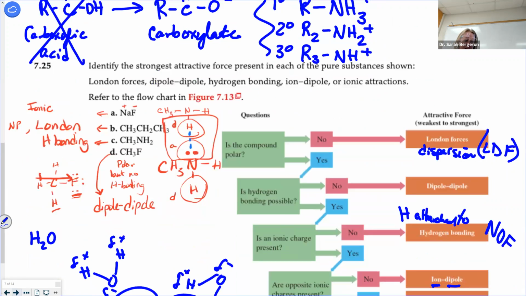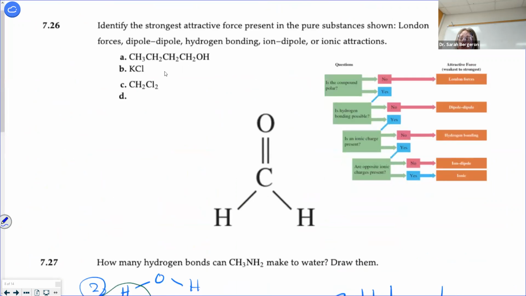All right, so let's go on and talk about all of these different forces. Okay, identify the strongest attractive force present in a pure substance shown. Which one is strongest? Is it London forces, dipole-dipole, hydrogen bonding, ion-dipole, or ionic attractions? So look at A. What do we have in A? My suggestion is to look for functional groups. So what functional group do you see in A? An OH, a hydroxyl, right?